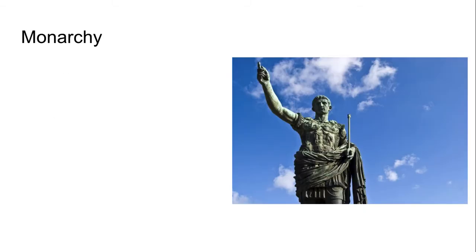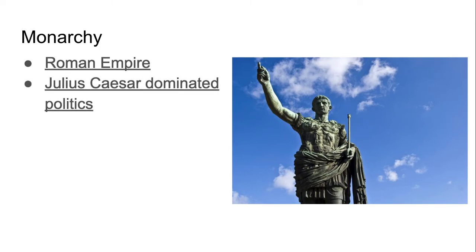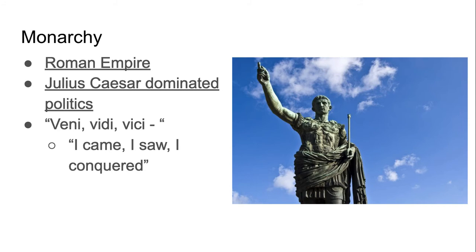So, taking a look at a monarchy in history, we're looking at the Roman Empire again, and we're looking at Julius Caesar. Julius Caesar was heavily involved with politics throughout his entire life. He was known as a very controlling ruler. His most famous saying is Veni Vidi Vici. It's a fun thing to say. Try it again. Veni Vidi Vici. It literally means I came, I saw, I conquered. That tells you what kind of personality Julius Caesar had: he's up front, he conquers, and that's kind of what his goals were as a leader.